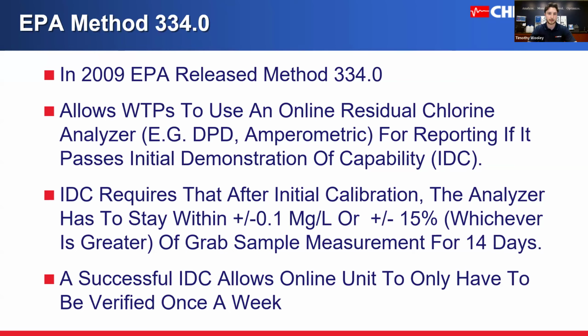This requires that after calibration, the analyzer needs to stay within about plus or minus 0.1 milligram per liter, or plus and minus 15% change, whichever is greater, of a grab sample measurement. So that grab sample would be the benchtop DPD unit that we talked about. And it has to remain like this for 14 days. And as we said earlier, it needs to be verified against a benchtop unit about once a week if you're going to be using it for these reporting purposes only.